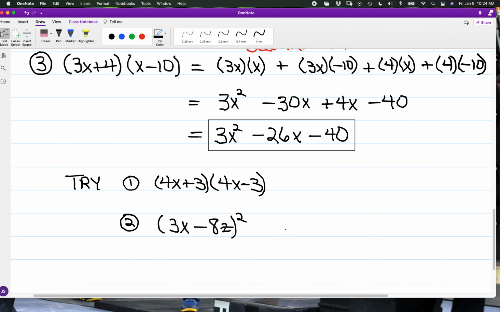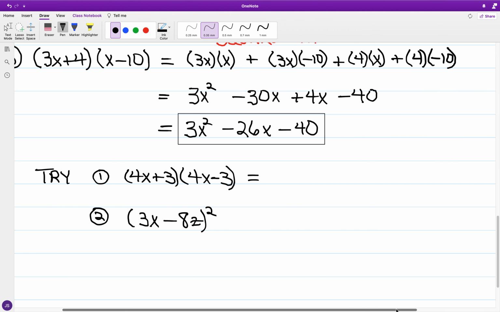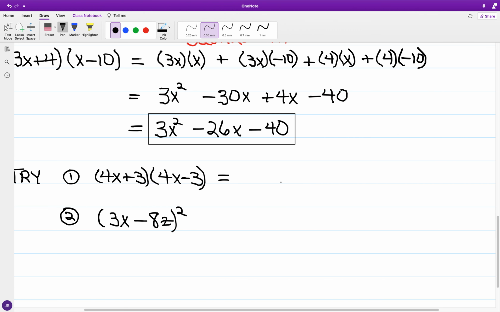Looking at first of all the quantity of 4x plus 3 times that of 4x minus 3, we'll go with the traditional FOIL in this one. So we have 4x plus 3 and 4x minus 3. Okay, so you have 4x times 4x.